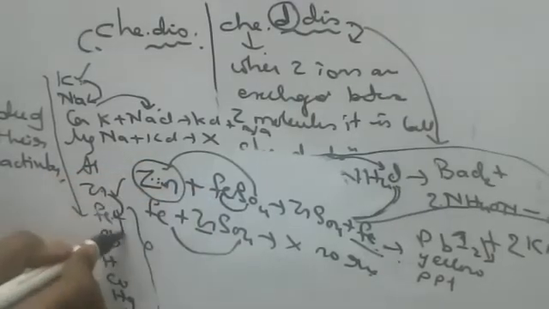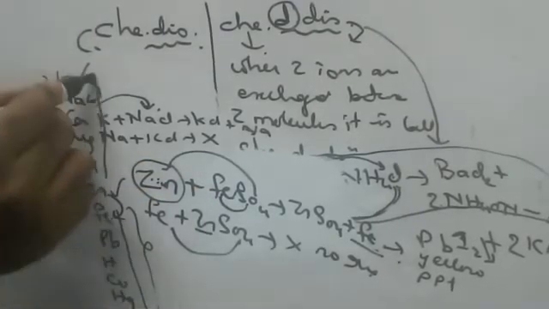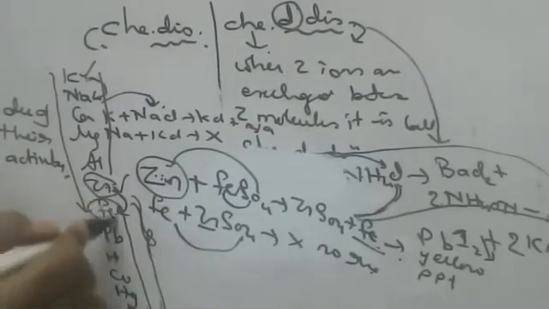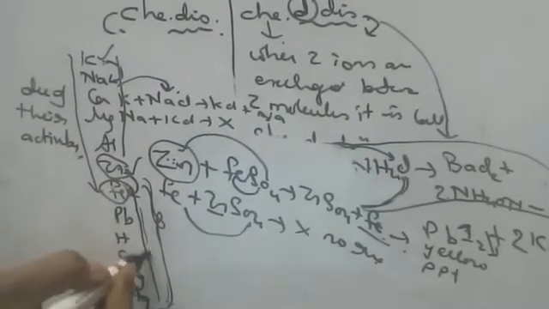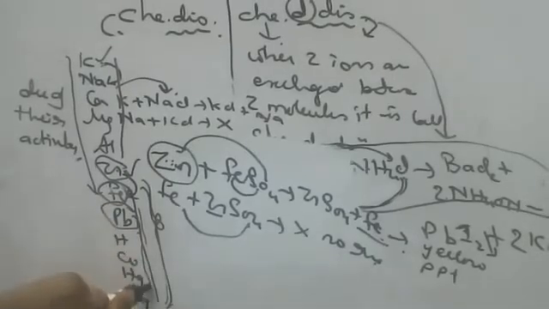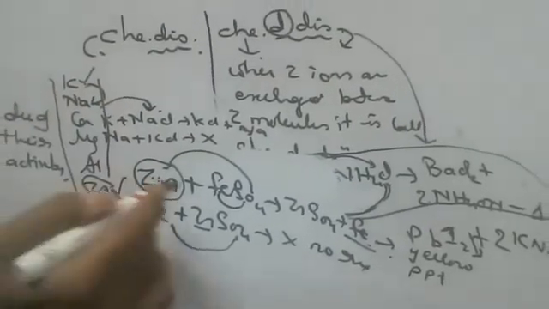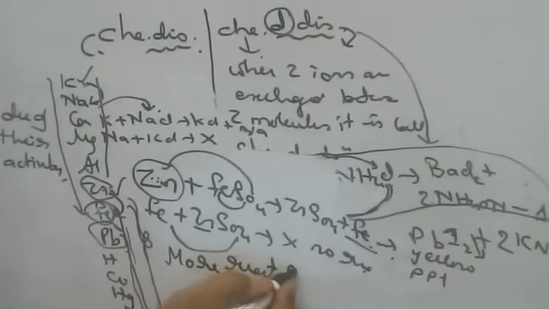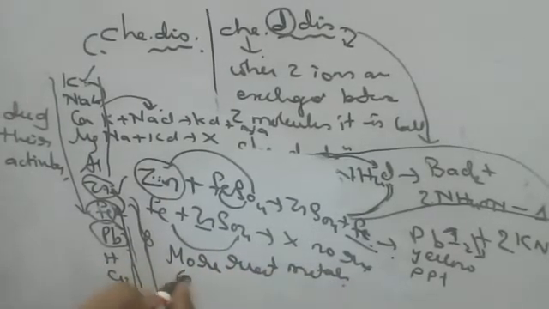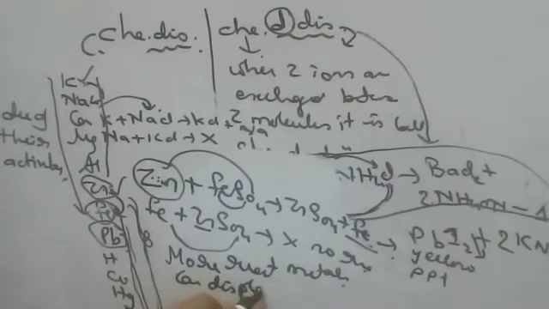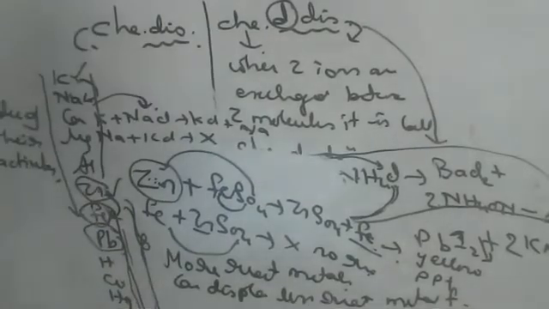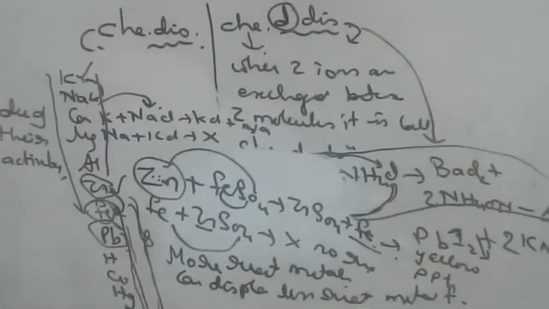A more reactive metal can displace any one below it, but it can't displace those above. Suppose iron is there: iron can displace anyone below it. Suppose lead is there: lead can displace anyone below it, but not above it. So the important concept is that more reactive metals can displace less reactive metals from their source. You should write this: more reactive metals displace less reactive metals from their source.